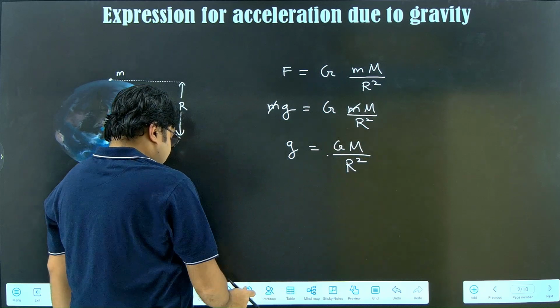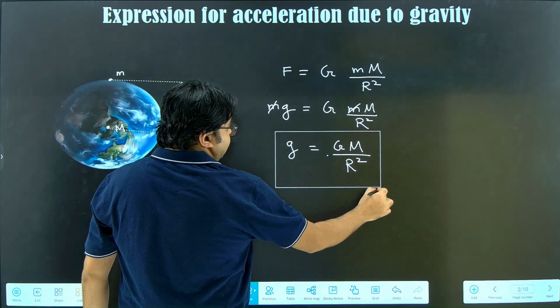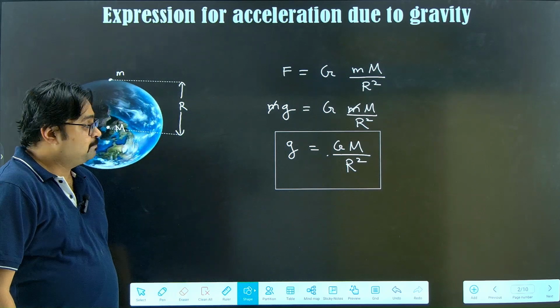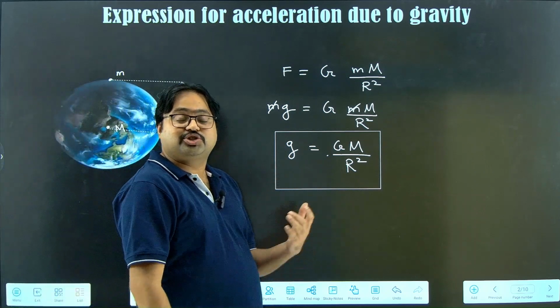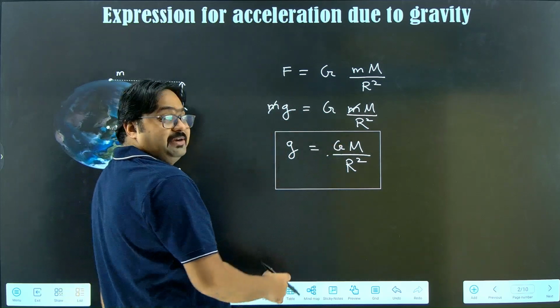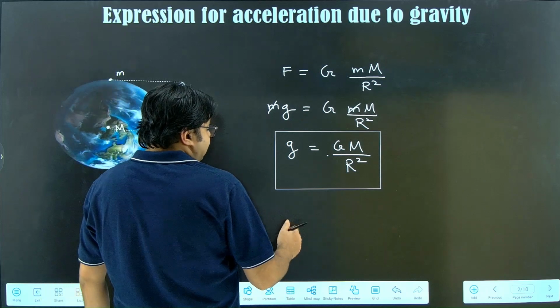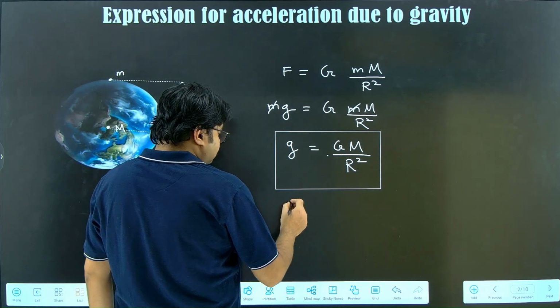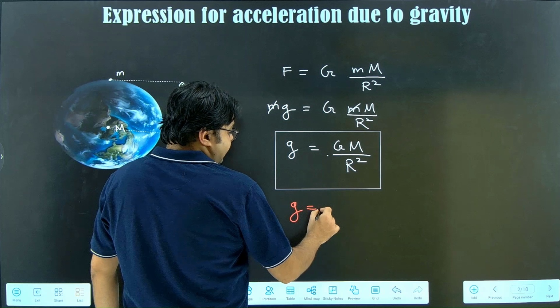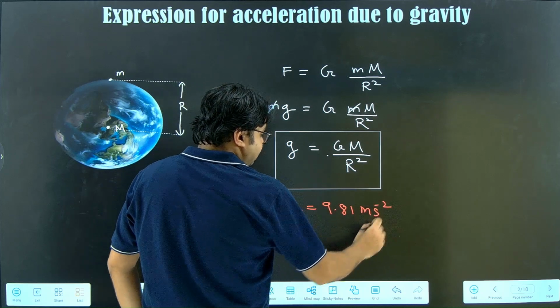This is the equation for acceleration due to gravity, and we must remember it. This is not just for the earth, this is true for any planet. You just need to know the mass of the planet and the radius of the planet, and you end up calculating the acceleration due to gravity. On the surface of the earth, dear friends, g is 9.81 meter per second square.